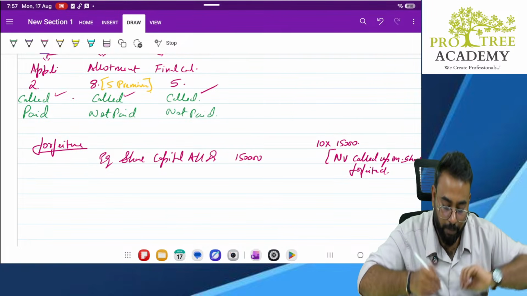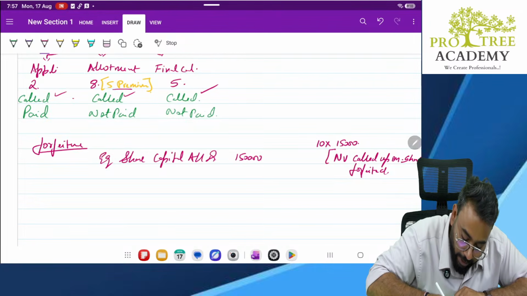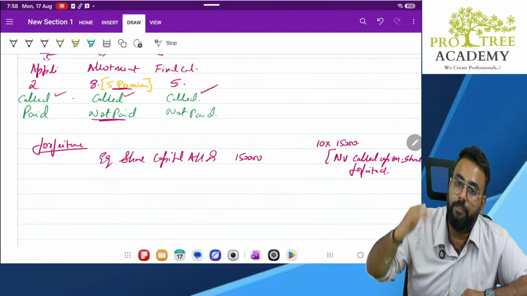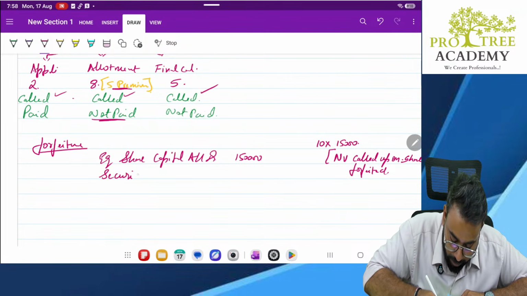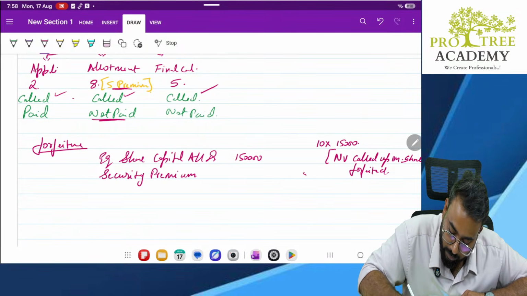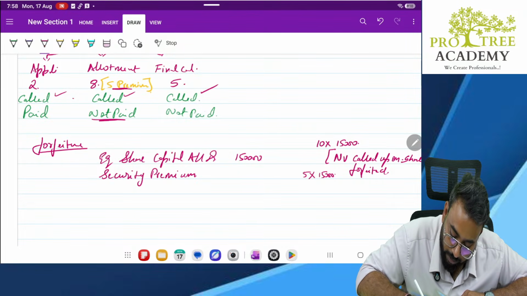Whether security premium is paid or not paid. It is not paid. See here, security premium not paid. If security premium is not paid, we have to reverse it. So security premium, how much? 5 rupees into 15,000, that will be 75,000.